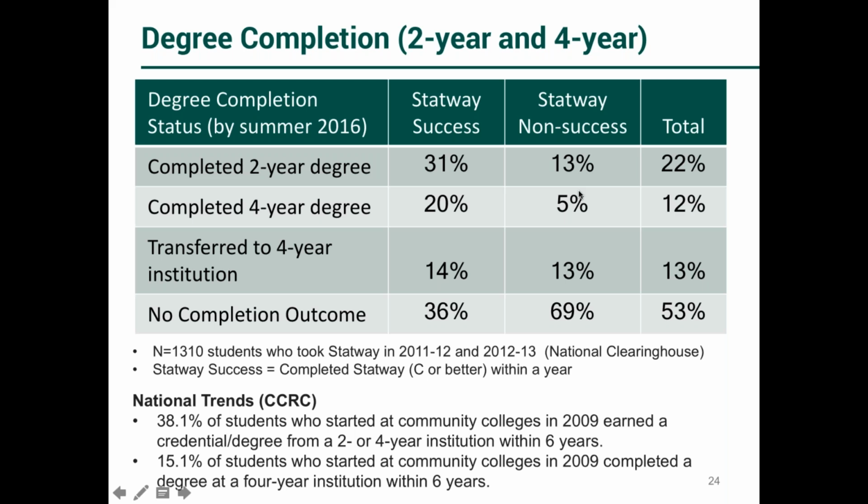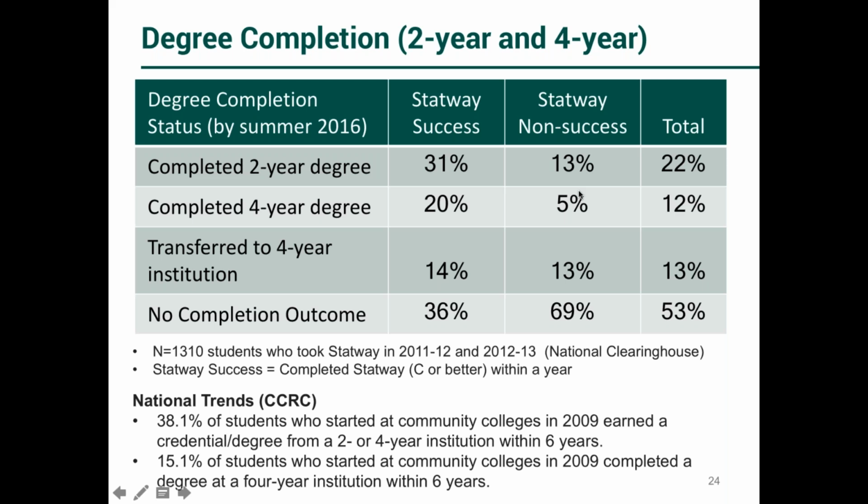So I picked this up from CCRC, and CCRC reports that 38.1% of students who started at community colleges in 2009 earned a credential or degree from a 2- or 4-year institution within 6 years. So the comparison there is looking at the first 2 rows of the table. It's the 22% plus the 12%. So Statway students, approximately 34%, earned a 2-year or 4-year degree within, as I said, 4 or 5 years, depending on their cohort, as compared to what CCRC reports for the 2009 cohort, about 38% earning a degree from a 2- or 4-year institution within 6 years.